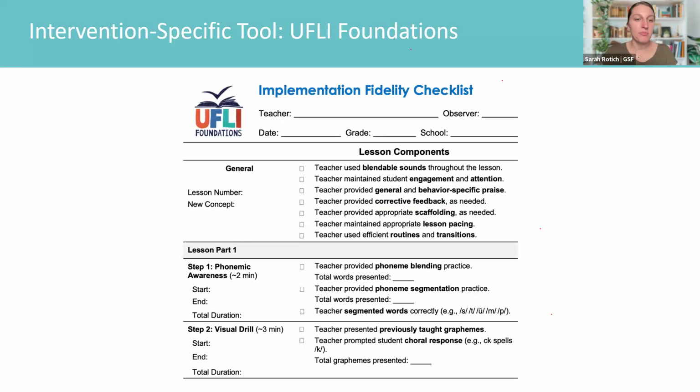So here under step 1 for phonemic awareness, did the teacher provide phoneme blending practice? And how many words did they present? So you're able to check that off if they did it, to even write down how many words they used during that activity. Then if you look at the next step of the visual drill, again, these are very specific to the intervention. Teacher presented previously taught graphemes. How many did they present?